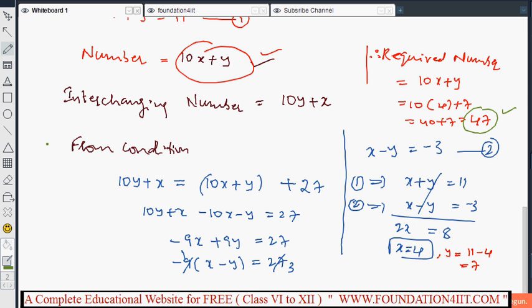So we should understand the condition clearly, then we need to try to solve the problem. I'll give you one more question. Okay, we'll do one problem, we'll solve from a 3-digit number.